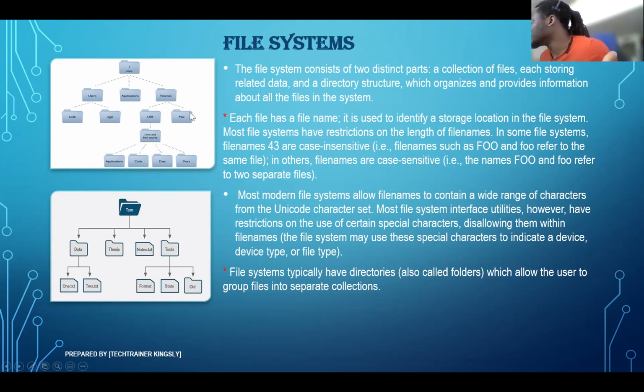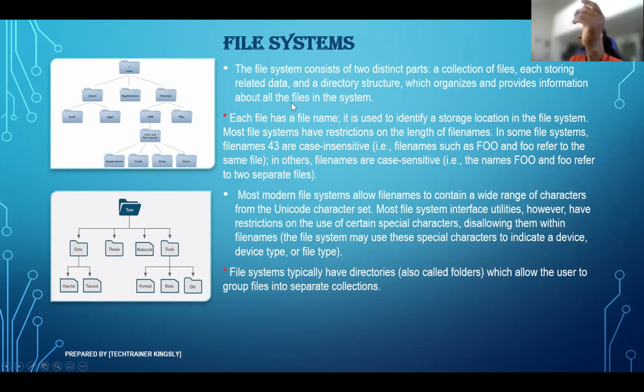And you can easily tell that it's a Mac machine because you see how the folders look different. That's how you always see folders on a Mac machine. Then the one below is a Windows file system. And here it says a file system consists of two distinct parts: a collection of files, each storing related data, and a directory structure, which organizes and provides information about the files in the system.